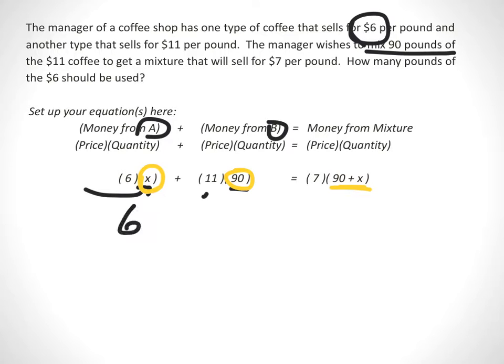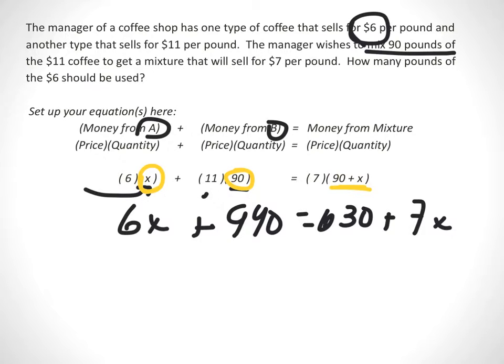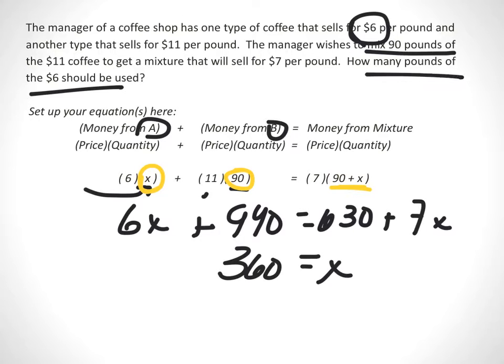You're going to multiply 90 times 11 to get 990. And then on the right, 7 times 90 is 630, plus 7 times x, which is 7x. Go ahead and subtract 6x from both sides and subtract 630 from both sides. And that gives you 360 equals x. And that's what they're asking you, how many pounds of the $6 coffee.